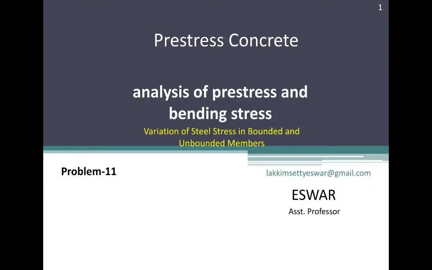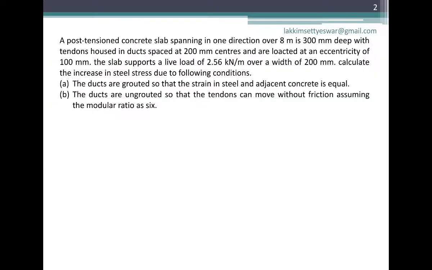Hello everyone. Let's solve a problem on variation of steel stresses in bonded and unbonded members. Let's read the question. A post-tensioned concrete slab spanning in one direction over 8 meters is 300 mm deep, with the tendons housed in ducts spaced at 200 mm centers, and is located at an eccentricity of 100 mm. So there is a concrete slab spanning in only one direction over 8 meters. So the span is 8 meters.